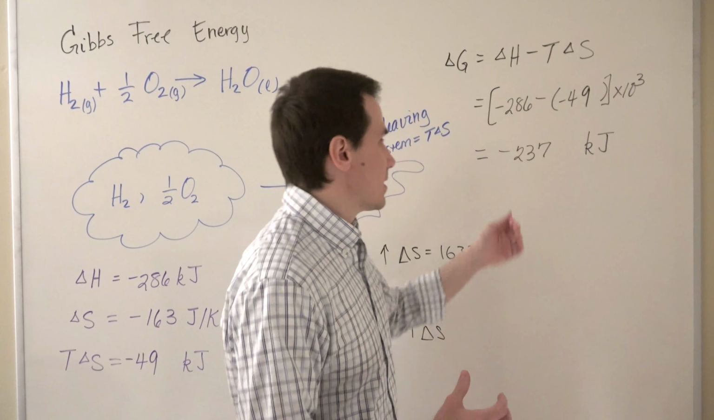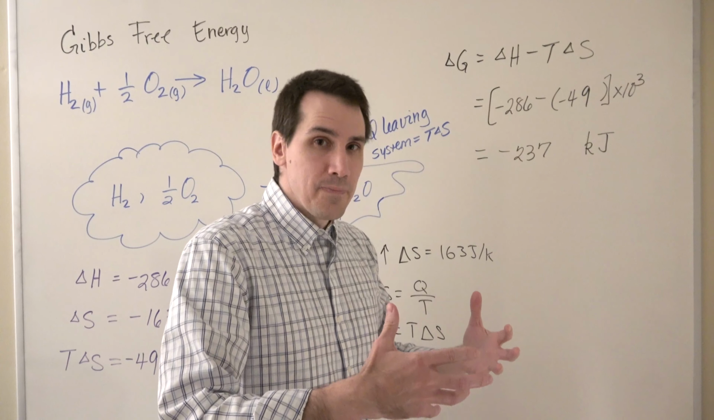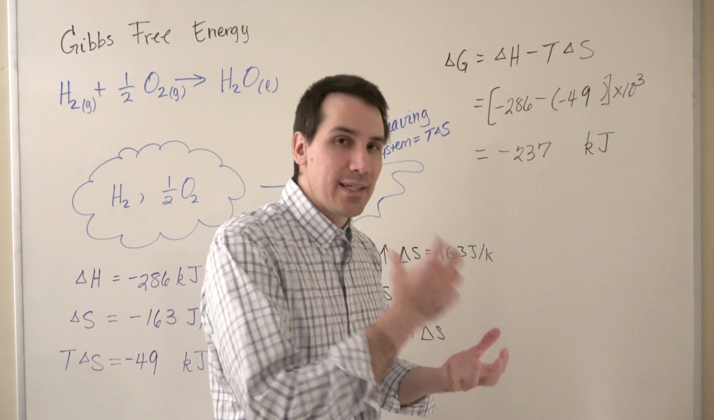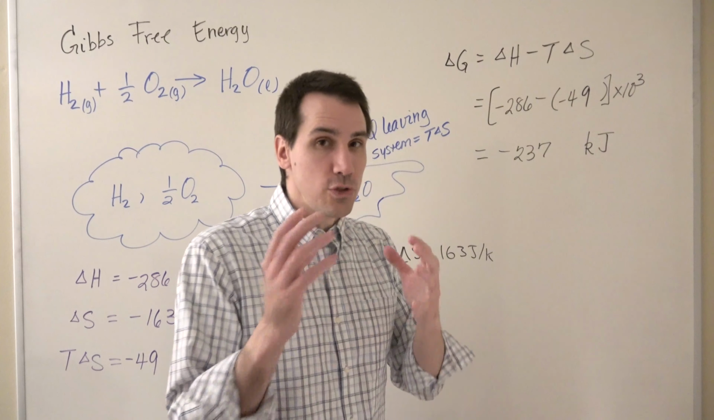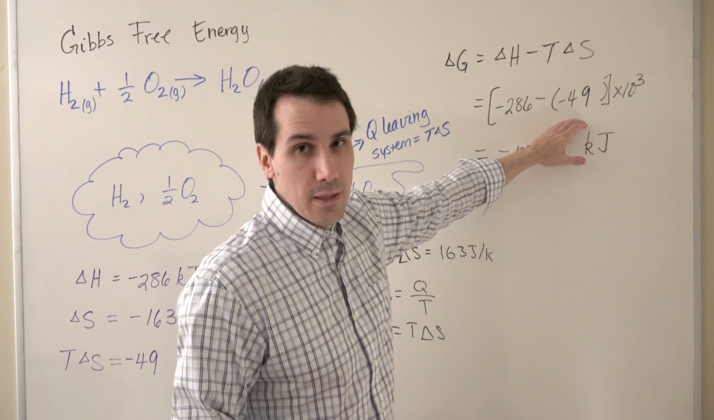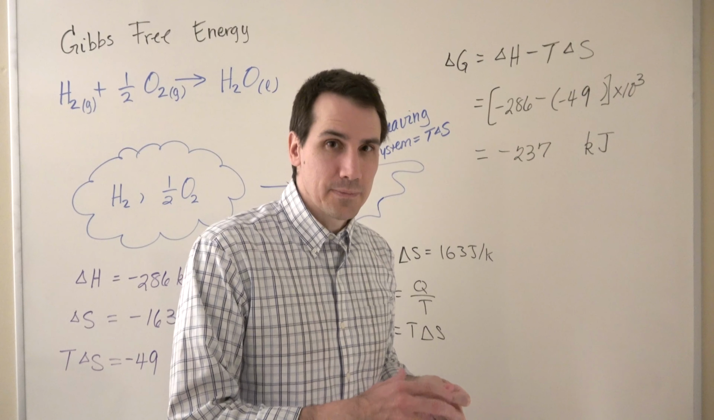Again, remember the minus sign means that the system is giving this energy off. So there are 237 kilojoules of energy that I can give off through this reaction as useful work, and the other 49 kilojoules has to be given as heat to the environment.